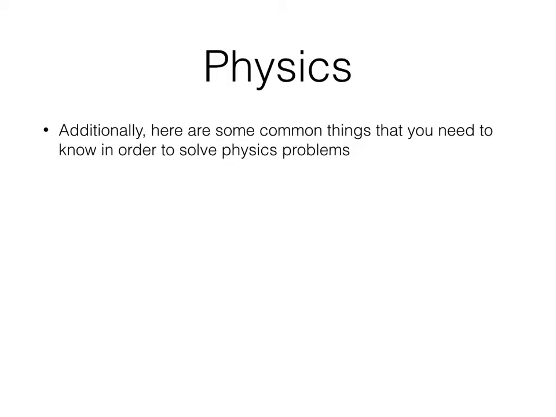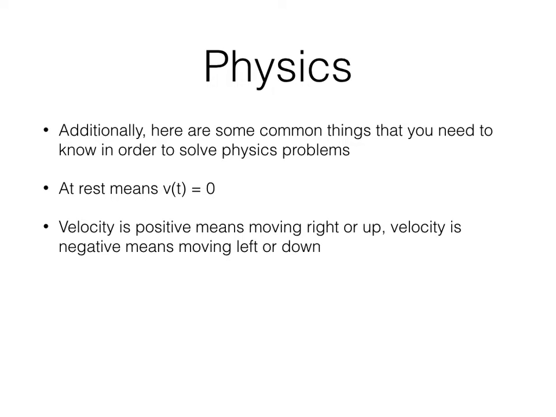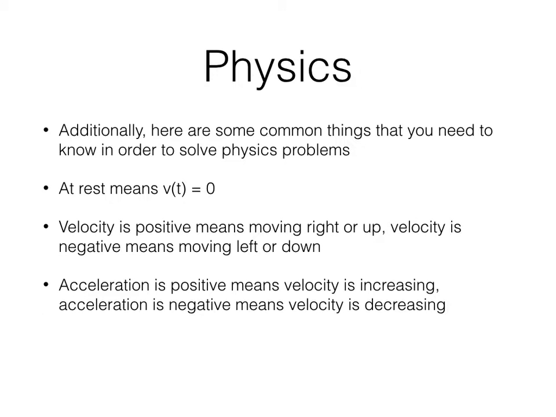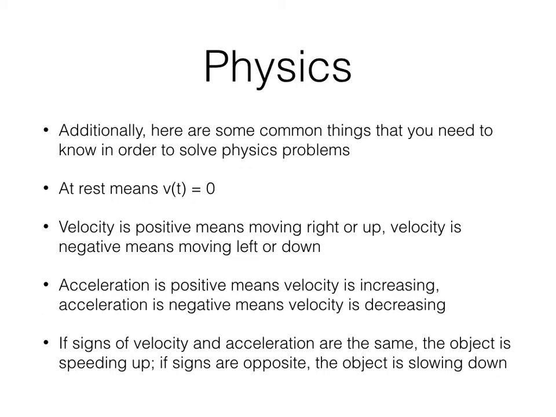Additionally, here are some common things that you need to know in order to solve physics problems. At rest means that v of t equals 0. Velocity is positive means that the particle is moving right or up, and velocity is negative means that the particle is moving left or down. Acceleration is positive means that velocity is increasing, and acceleration is negative means velocity is decreasing. If signs of velocity and acceleration are the same, the object is speeding up. If signs are opposite, the object is slowing down.